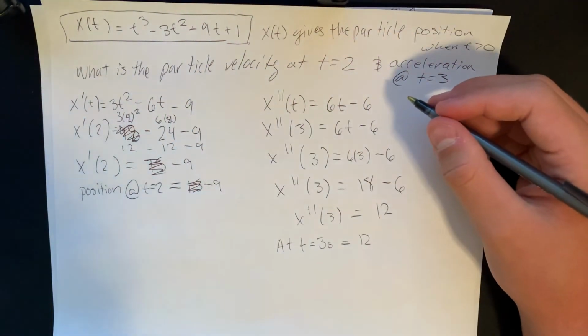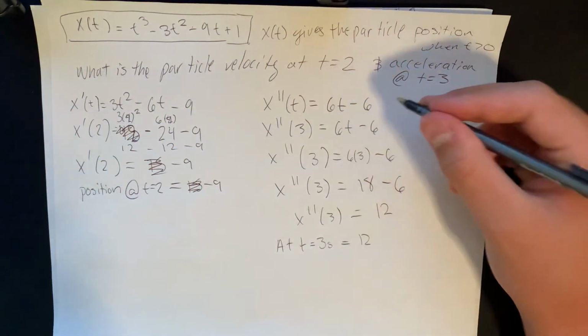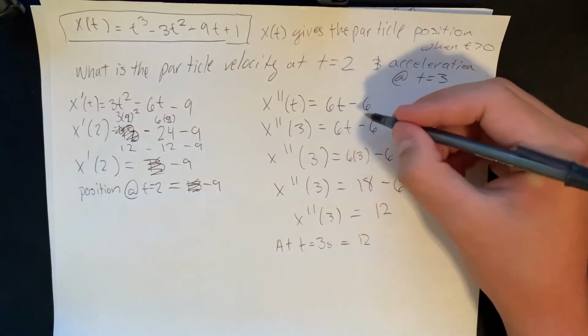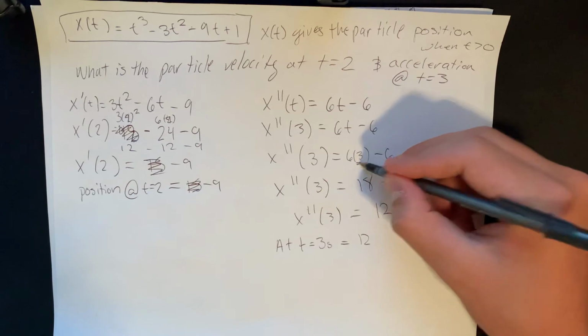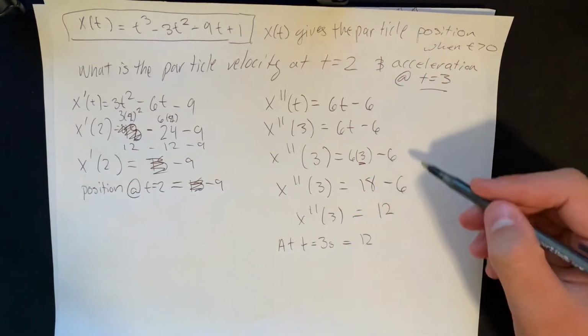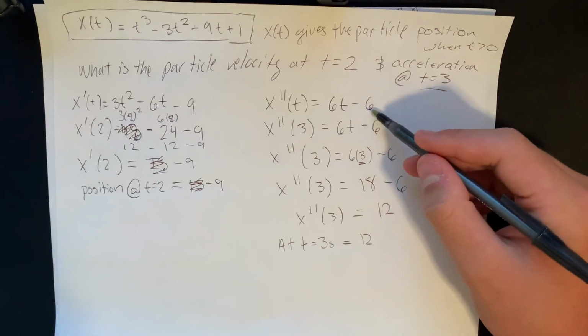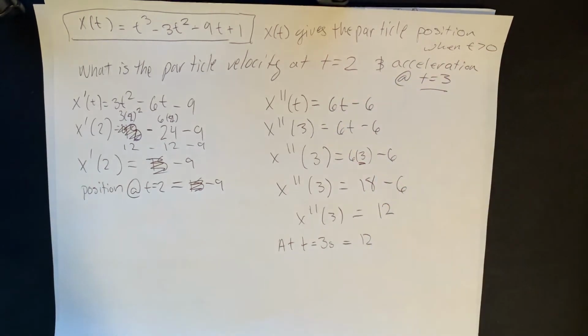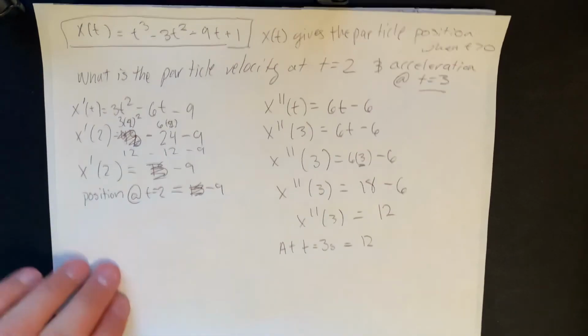And then over here, keep plugging that in. So you work down, and you plug in t equals 3, because it wants to know acceleration at 3. And you eventually work down after taking the second derivative, because that's how you get acceleration. You get down to 12. So the acceleration at t equals 3 is 12.